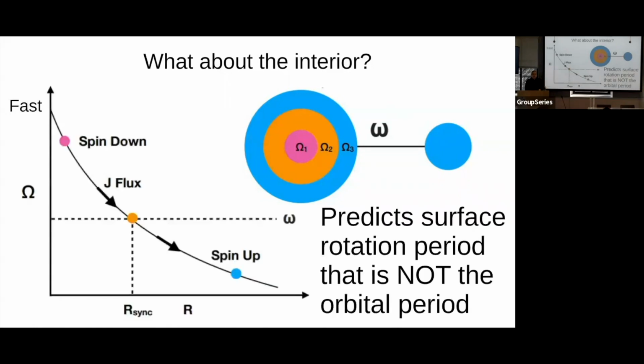And if that rotation is held to some strongly radially differentially rotating profile, then the rotation period of the orbit should match the rotation period somewhere in the interior of the star, depending on what that profile is, which means that the rotation period at the surface will not be exactly the same as the orbital period of the binary.